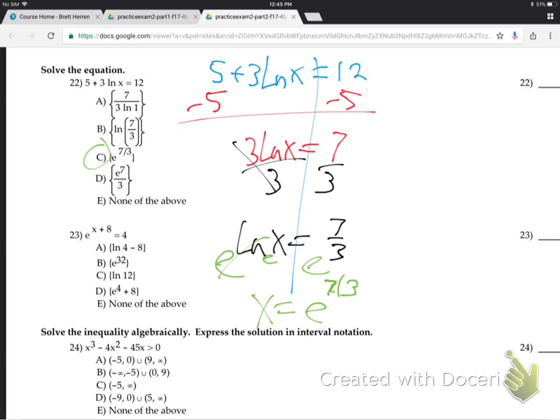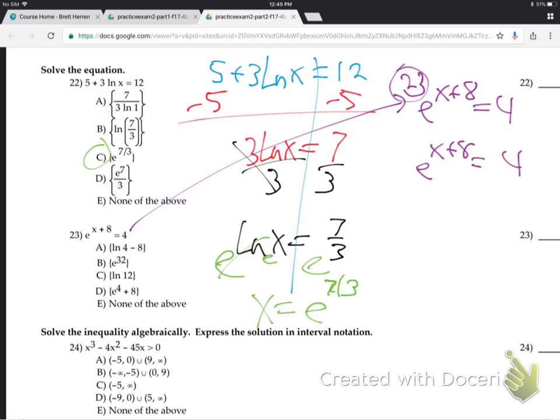I'll do number 23 over here on the right side. So 23, e to the x plus 8 is 4. So what do you do to solve 23? That x plus 8 is like a power. What's the opposite of powers? Logs. So I'm going to do ln both sides. Cancel: x plus 8 is ln 4. Did everybody make sense of that?